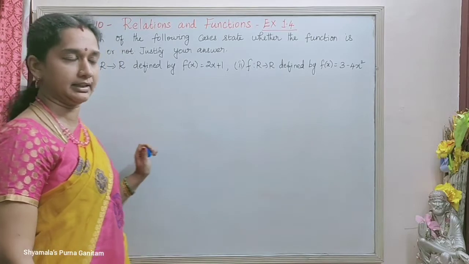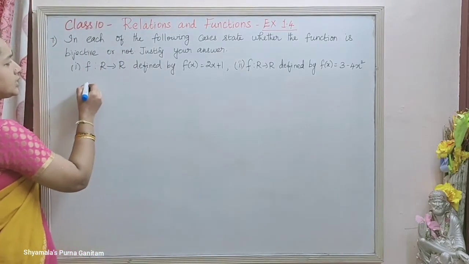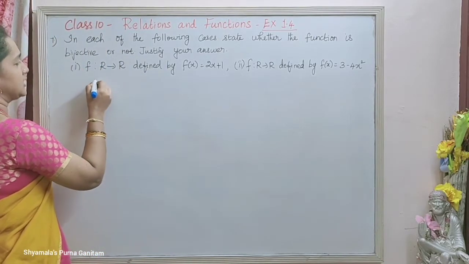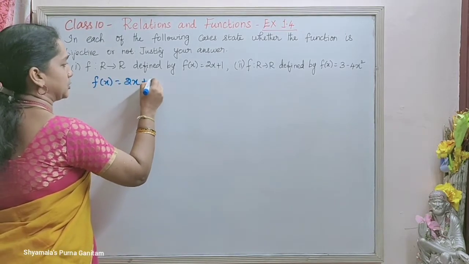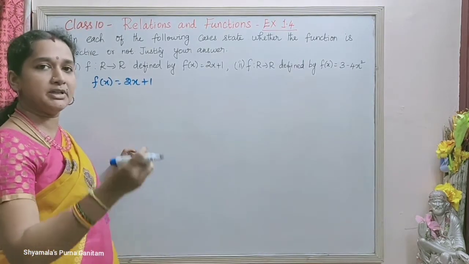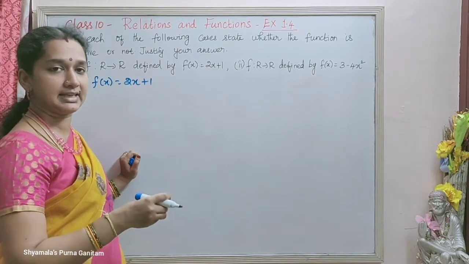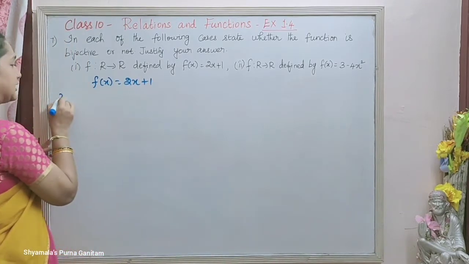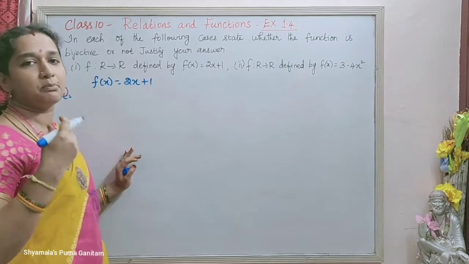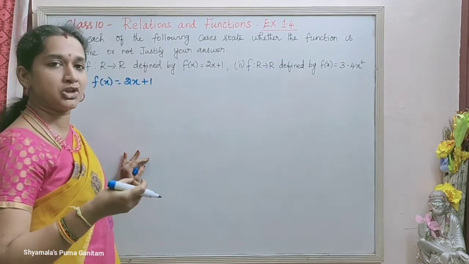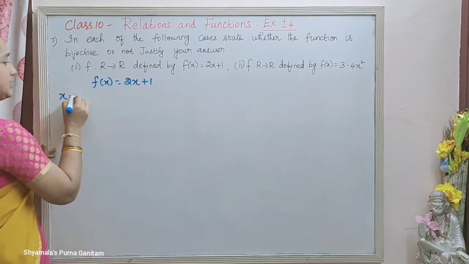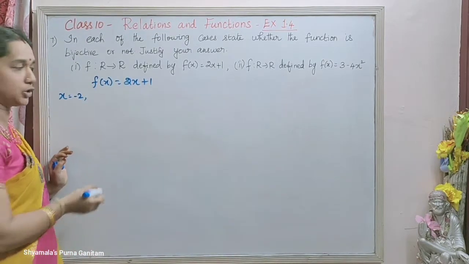It is defined like that. So here the function is given as f of x is equal to 2x plus 1. Okay, so a few elements we are taking. I am taking it as x. Those elements are negative numbers and positive numbers, that is integers and some natural numbers. So first I will take x is equal to minus 2.